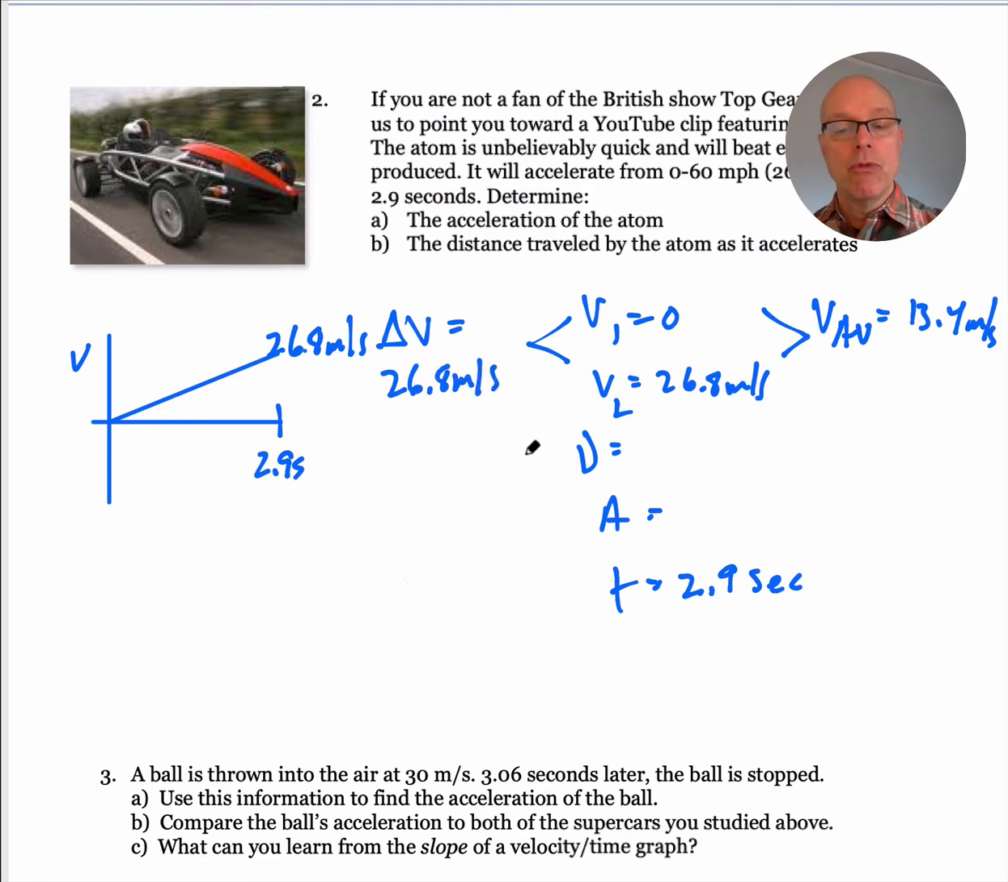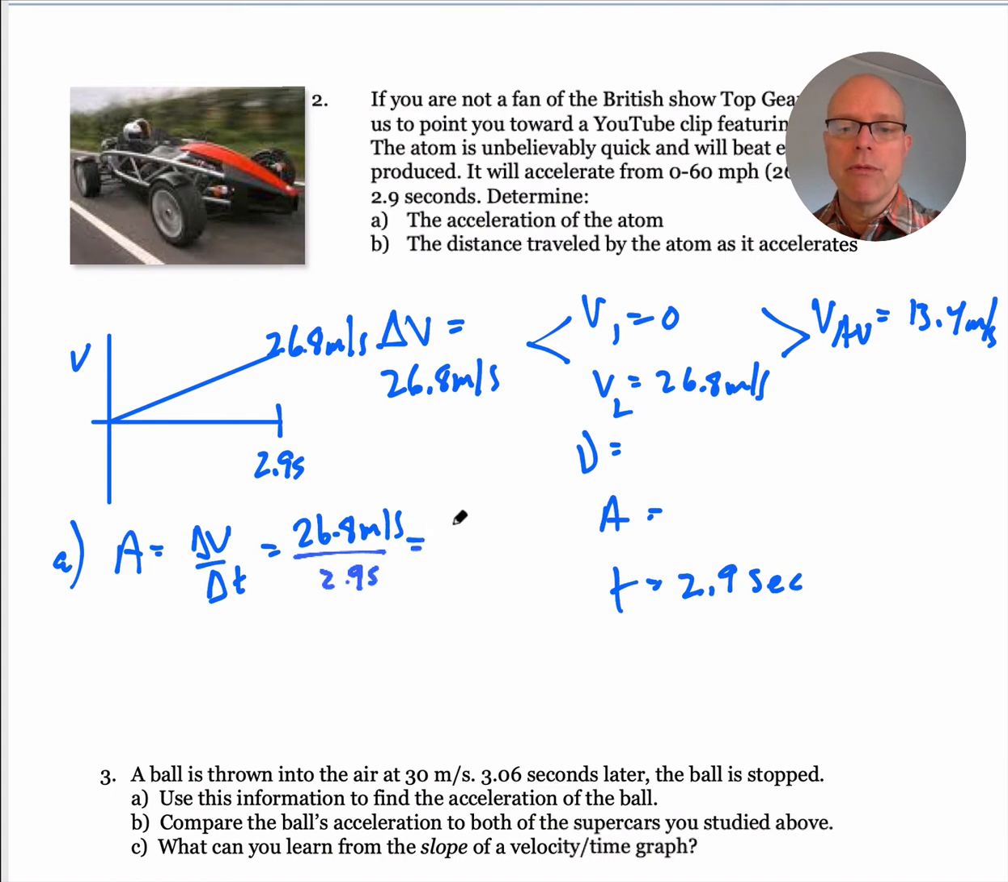Okay, moving on. If they ask us for A and B, the acceleration is just going to be delta V over delta T. So I write out the formula, write down the equation, plug in and solve. So 26.8 meters per second over 2.9. And this might be a little quicker even than the McLaren F1. And yeah, it is. It's 9.24 meters per second per second. You could also write that as meters per second squared.